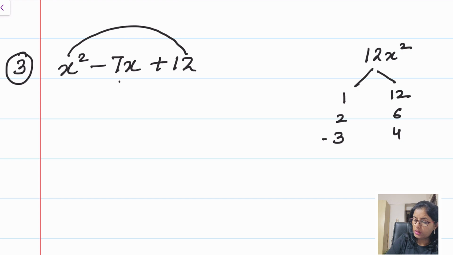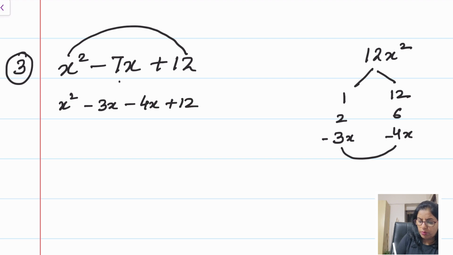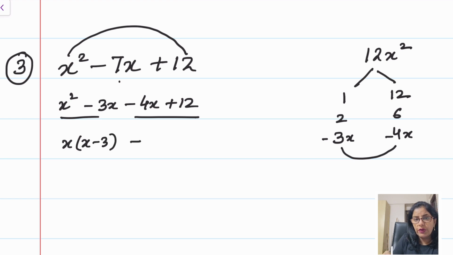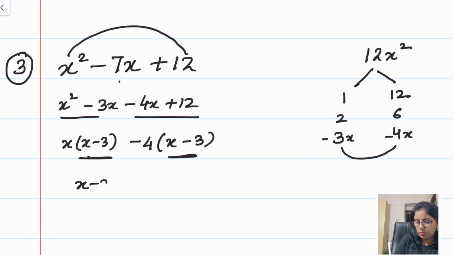But we will take minus 3x and minus 4x. So if we multiply them, we get 12x square positive. And if we add them, we get minus 7x. So x square minus 3x minus 4x plus 12. Taking common, x common here, x minus 3. Minus sign I take common. If I would have taken a positive sign, this value and this term will not come the same. So I will take minus 4 common so that this becomes x minus 3. Now these two values are the same, x minus 3 and x minus 4. Let's do one more question.